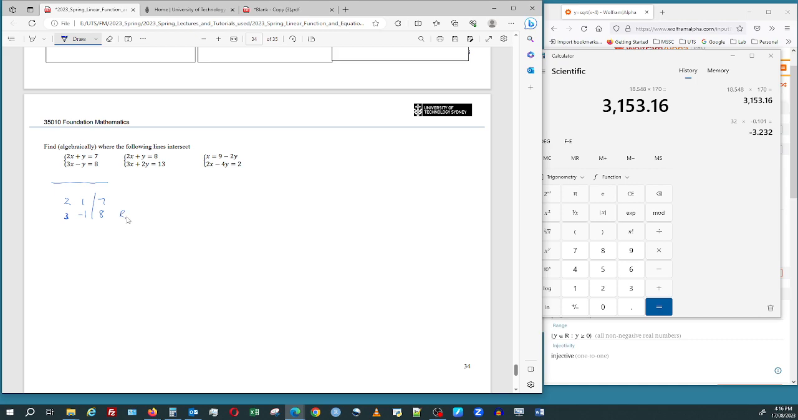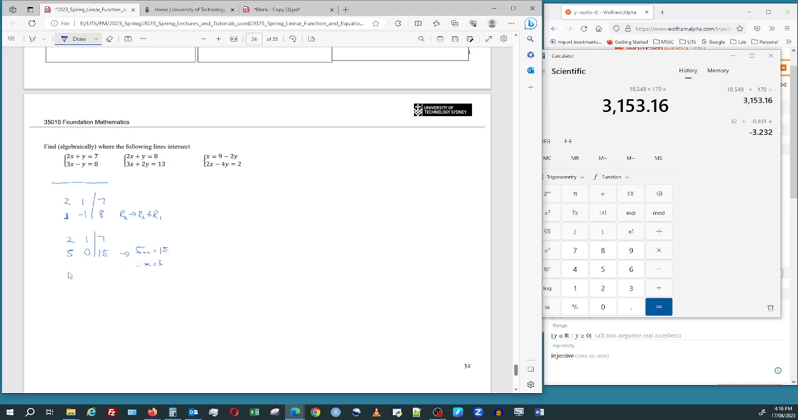row 2 becomes row 2 plus row 1. Then row 1's not changing. 3 plus 2 is 5. 1 minus 1 is 0. 7, 7, 14, 15. Rebuilding it, I've got 5x is equal to 15. Therefore, x is equal to 3.